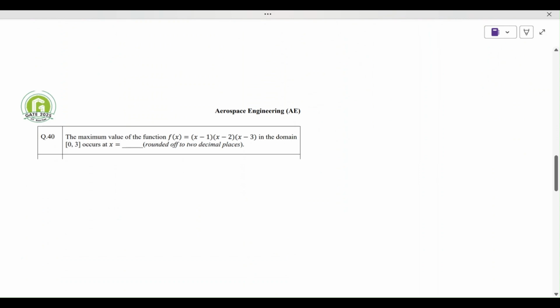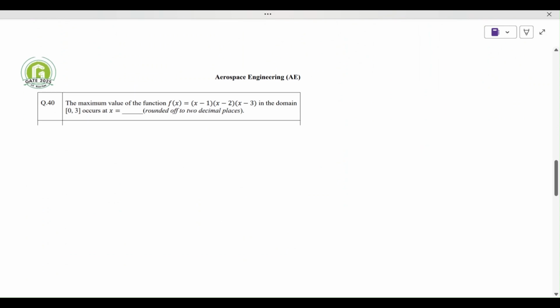So the next question is, we have to find where the maximum value of this given function in the domain 0 to 3 occurs, at x equals to what. We have to find at what point we have a maximum value. So we first find its first derivative and equate it to 0 to get the critical values. The domain is already given, then we apply the double derivative and check whether it is greater than 0, less than 0, or equal to 0. If it is greater than 0, we get a minimum value. If it is less than 0, then we get the maximum value.